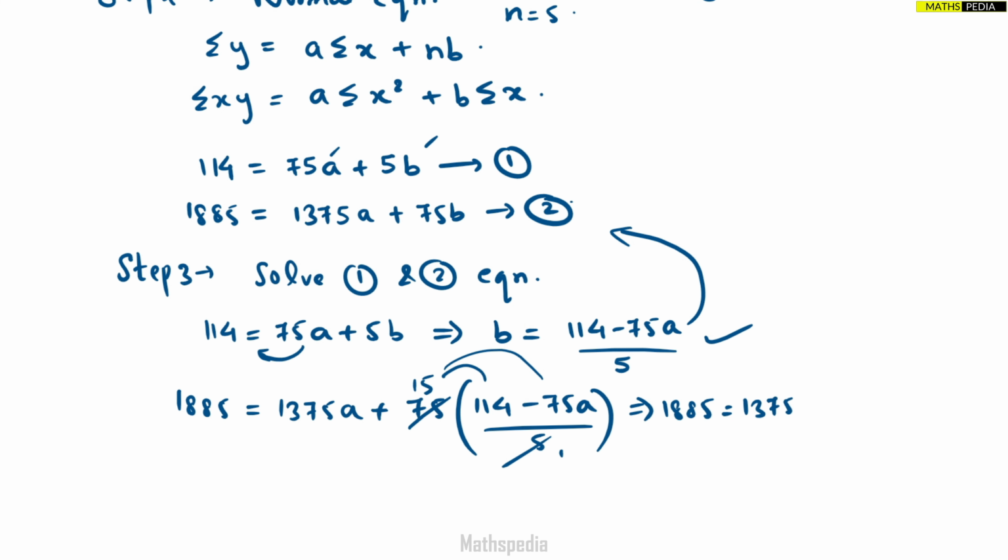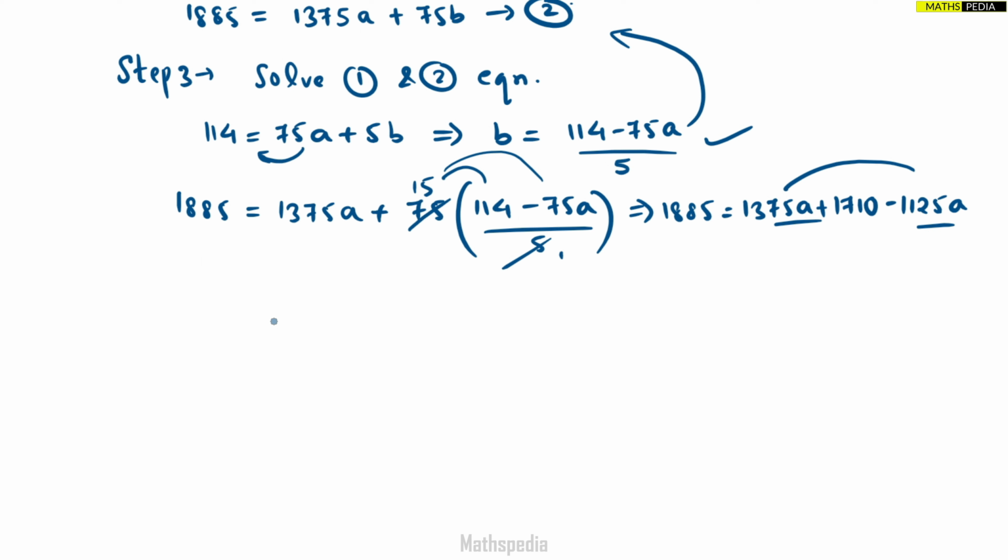to 1375a plus 15 times 114, which is 1710, minus 75 into 15, which is 1125a. As we know, there are two terms with a, so you can just subtract: 1375 minus 1125, so you'll be getting 250, right? So you can write 1885 is equal to 250a plus 1710. So this you can shift over here.